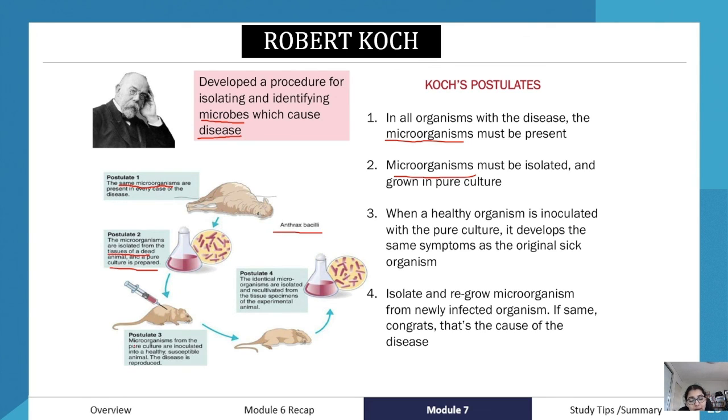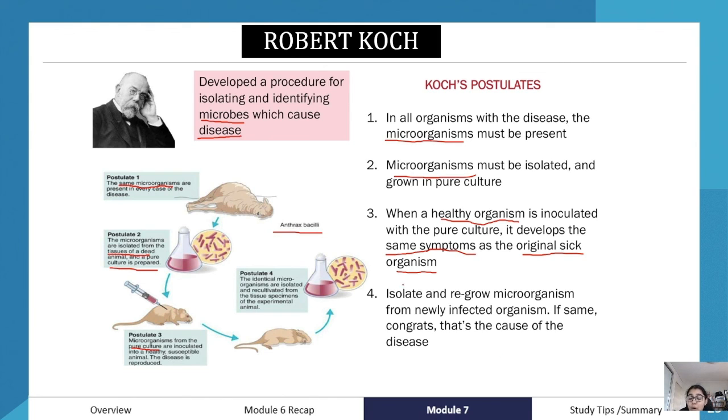Then I take the microorganisms from the pure culture that I've grown, and I inoculate that into a healthy, susceptible animal, into another animal. Not the most ethical thing to do, but hey, that's what he did. When we inoculate a healthy organism with a pure culture, it develops the same symptoms as the original organism. What that tells us is that ultimately it's that same microbe causing that disease.